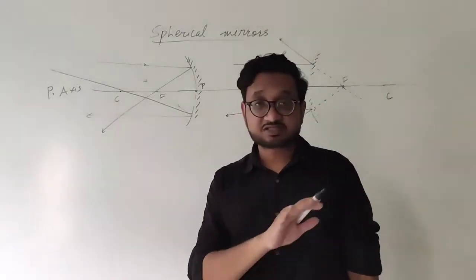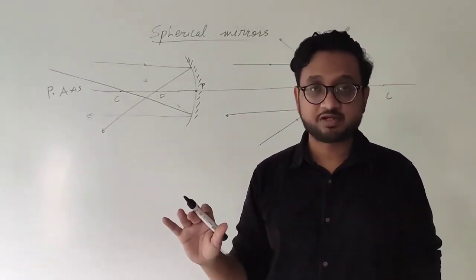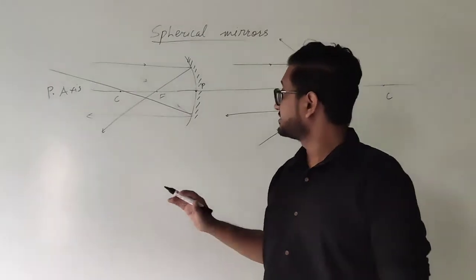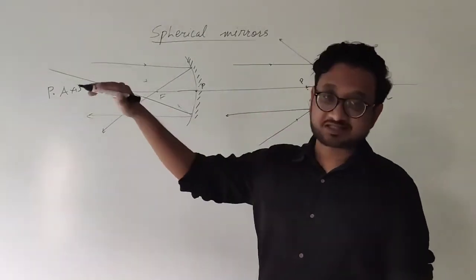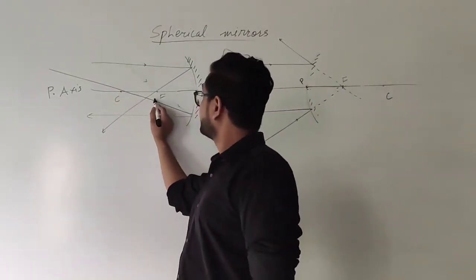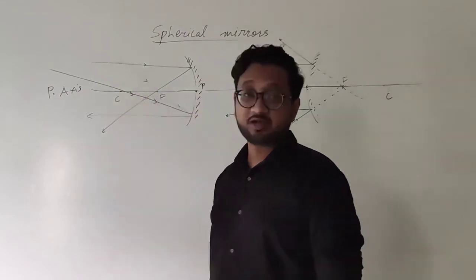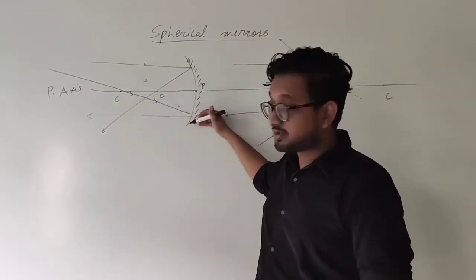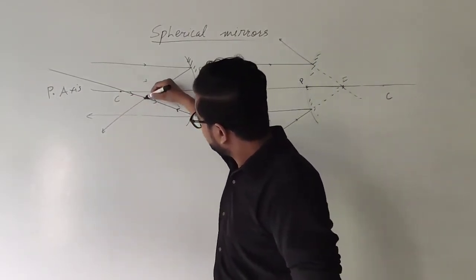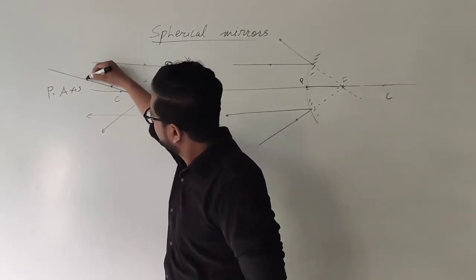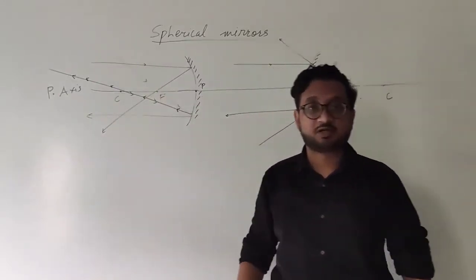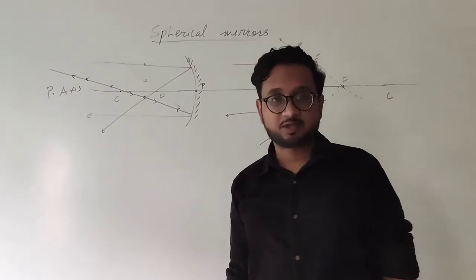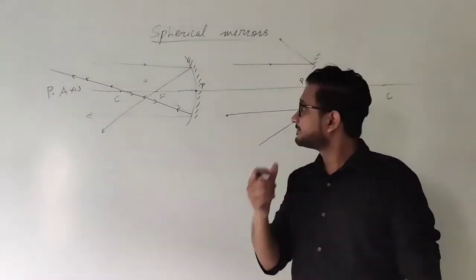Then it will see no deflection. It will follow back the same path. That means if the ray of light is incident this way, then it will fall on the mirror and it will reflect back in the same path. I hope it is clear to you students.